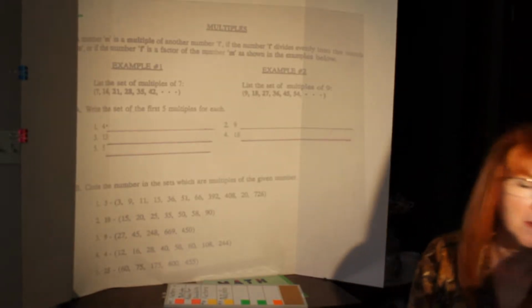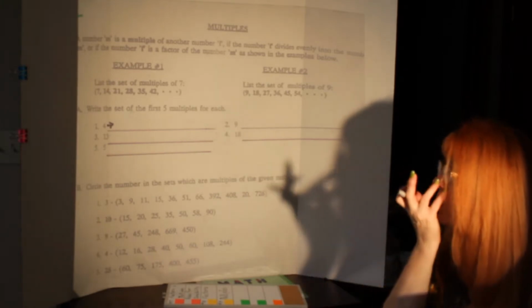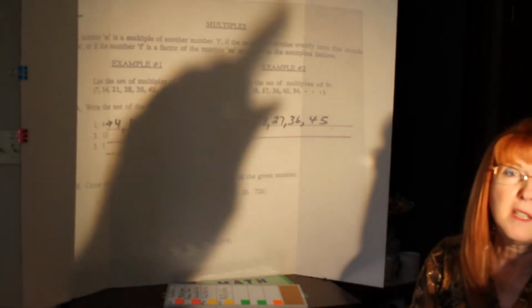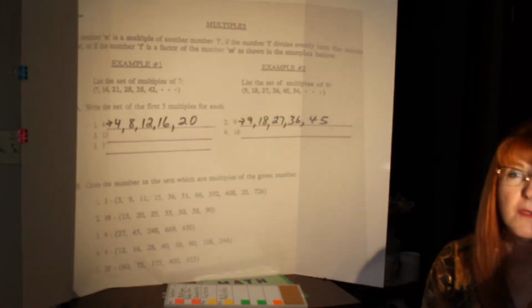Writing the set of the first 5 multiples for each number. Again, no equal sign. 4 is not going to be equal to everything that we're going to put on this line. So 4 times 1 is 4, times 2 is 8, times 3 is 12, times 4 is 16, times 5 is 20. Number 2, you have 9: 9, 18, 27, 36, 45. So 9 times 1 is 9, 9 times 2 is 18, and so on. So you get 5 multiples.